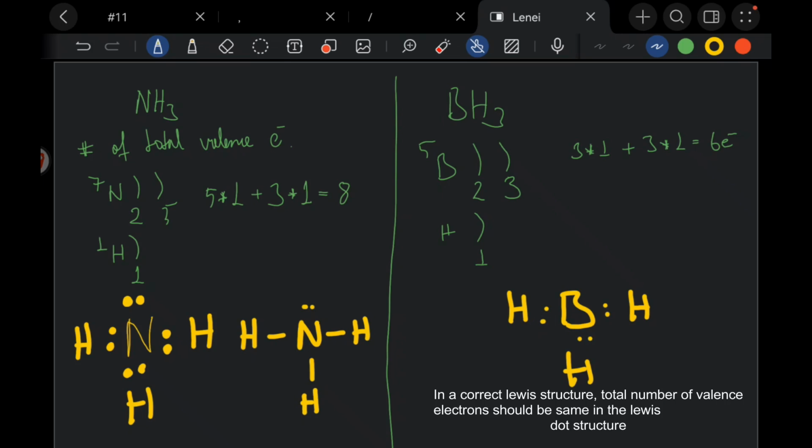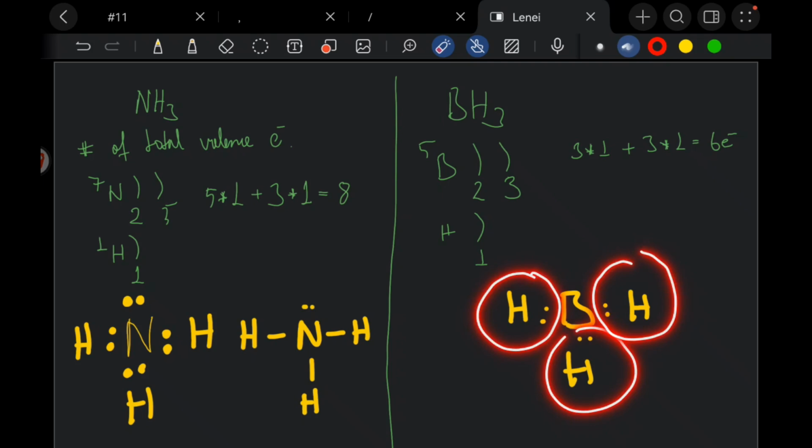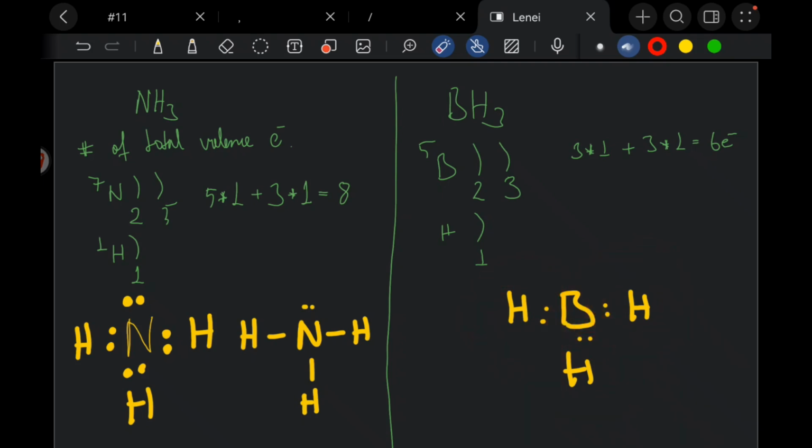So in this case, this is the Lewis structure. And if you look at the boron, we don't have an octet here. We have 6 electrons for the boron atom, and each hydrogen has 2 electrons. And the total number of electrons for that molecule is 6. So we satisfied this rule.